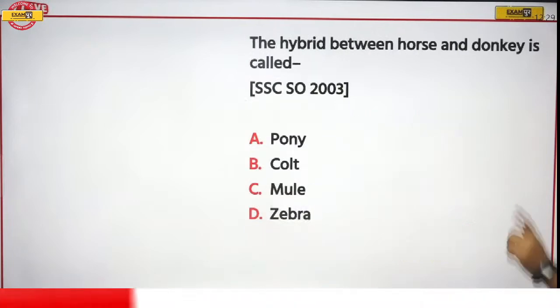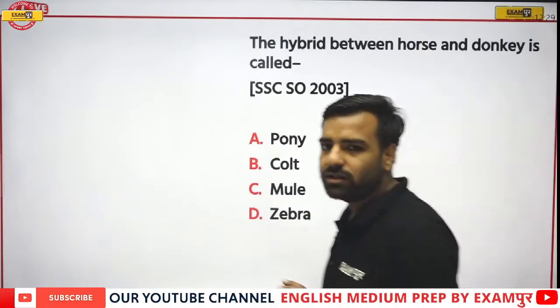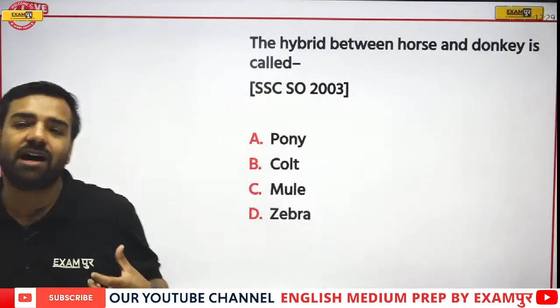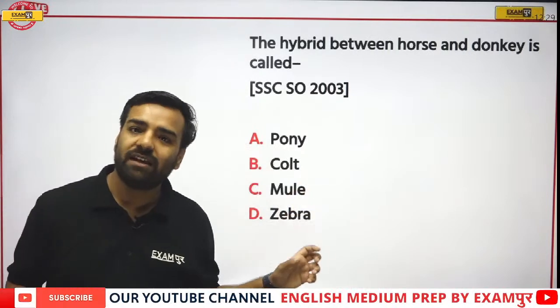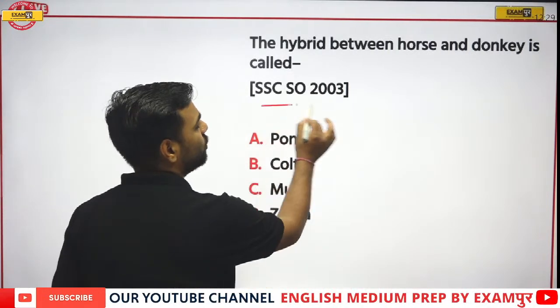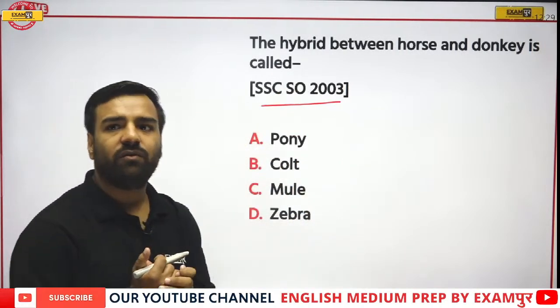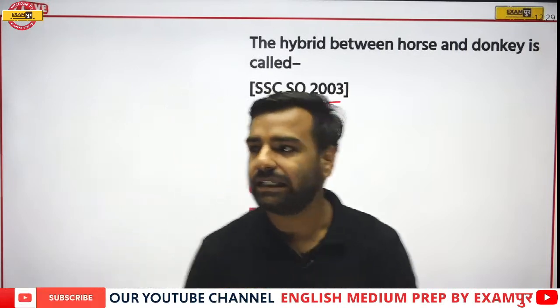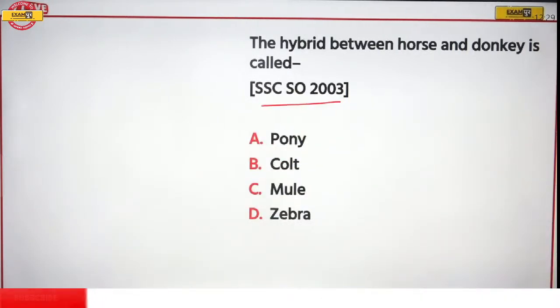Next, the hybrid between horse and donkey is called what? Now this is a combination which is asked many times. I guess I was in 6th standard when I read this question for the first time. And yes, this question is from SO 2003. What's the hybridization of a horse and donkey known as? Is it pony? Is it colt? Is it mule? Or is it zebra?